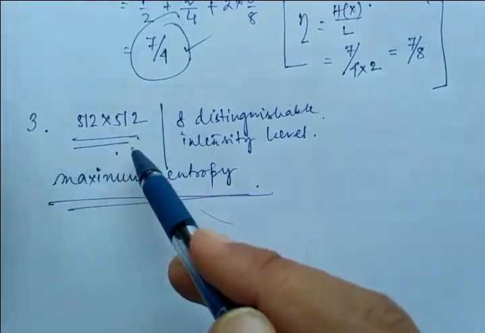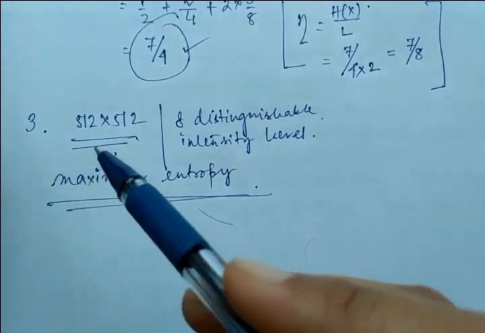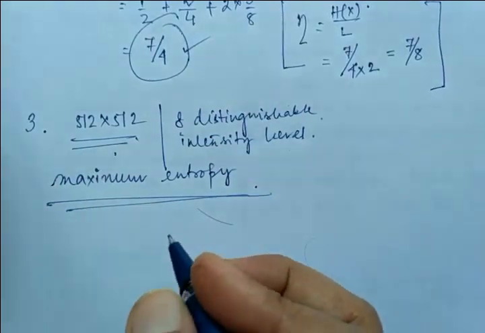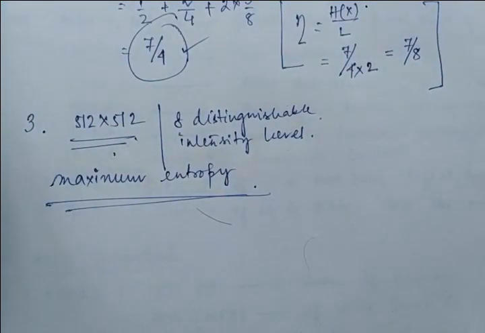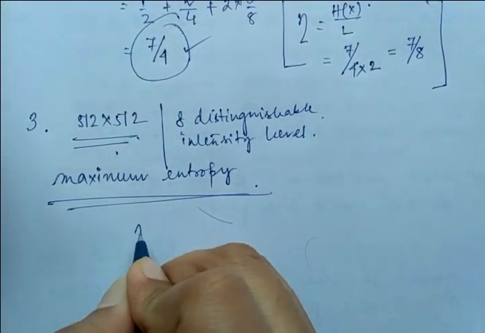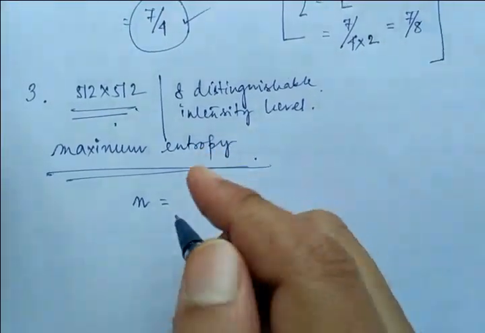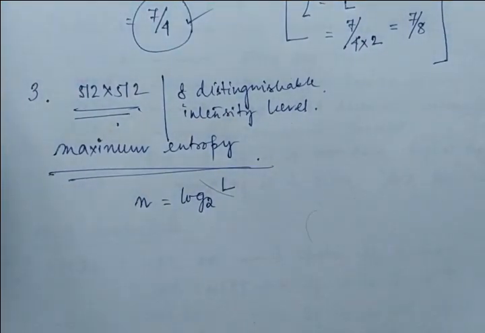So this will be taken into account for calculating the answer. And there are 8 distinguishable levels, and we have to calculate the value of small n for each of the picture elements. And how can we calculate the value of small n? By using the simple leveling formula, that n equals log 2 L, right?